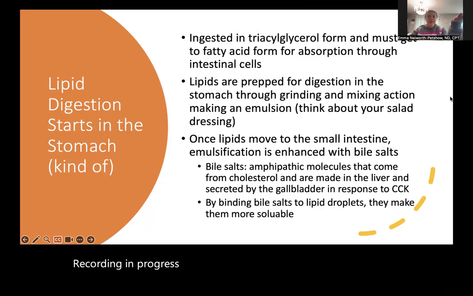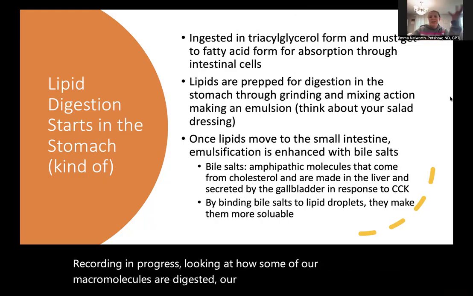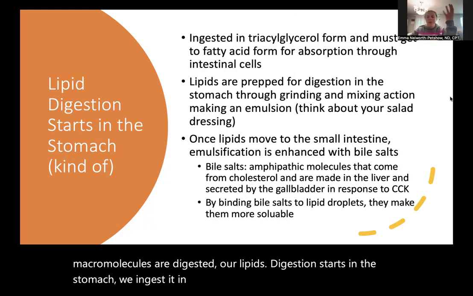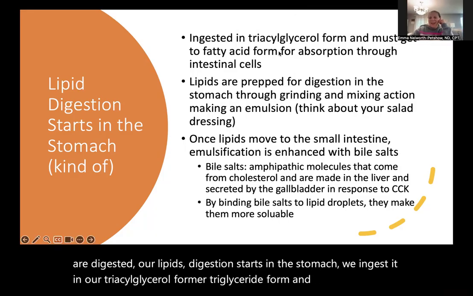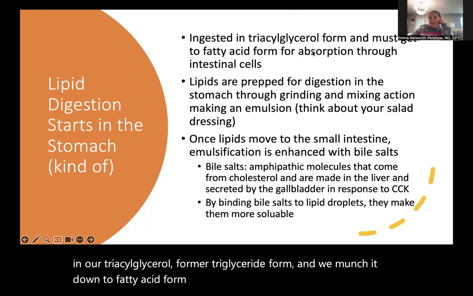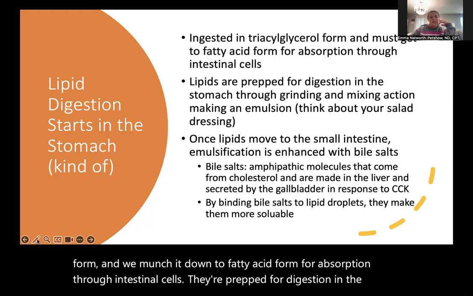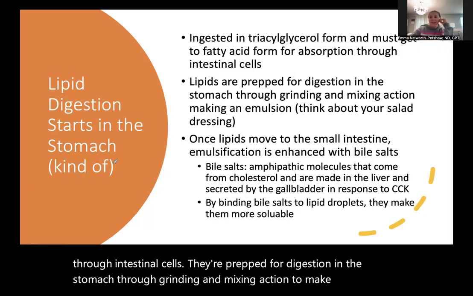Looking at how some of our macromolecules are digested, lipid digestion starts in the stomach. We ingest it in our triacylglycerol or triglyceride form, and we break it down to fatty acid form for absorption through intestinal cells. They're prepped for digestion in the stomach through grinding and mixing action to make an emulsification. Think about salad dressing.